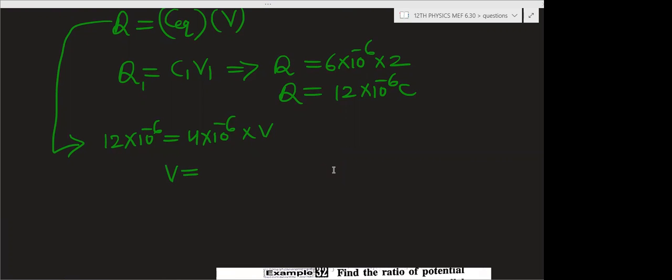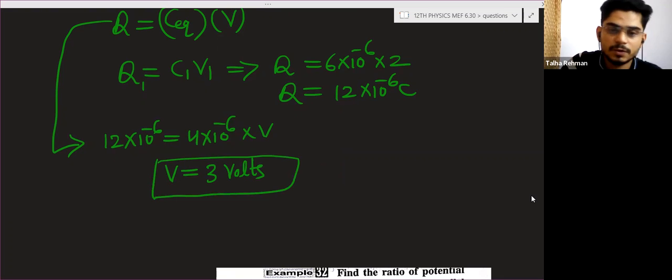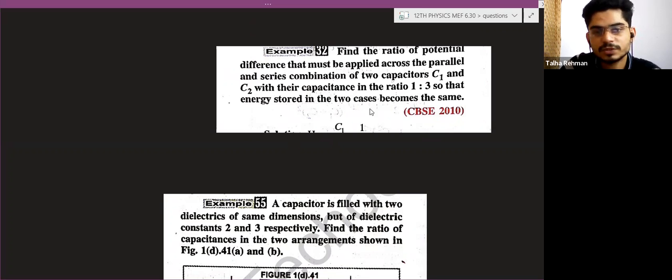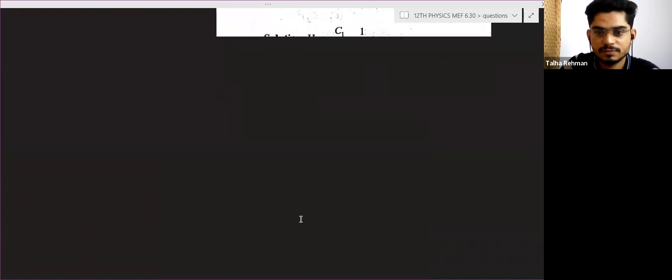3. Very good. 3 volts. This is our answer. Okay, now we have this question. See, these kinds of questions will come in the examination. Very, very easy.